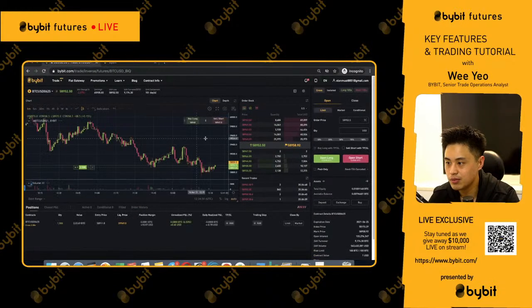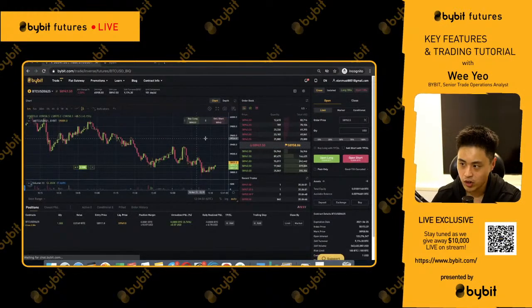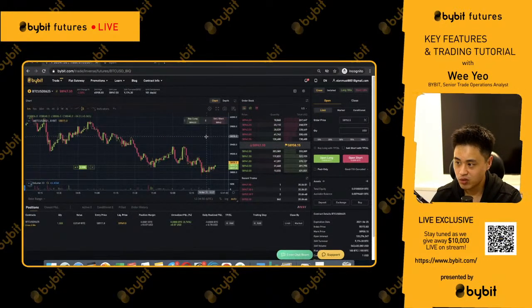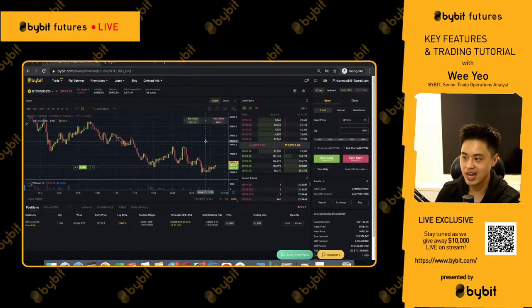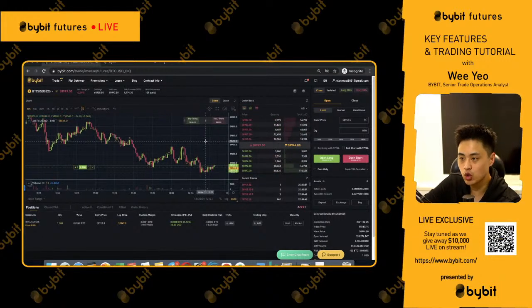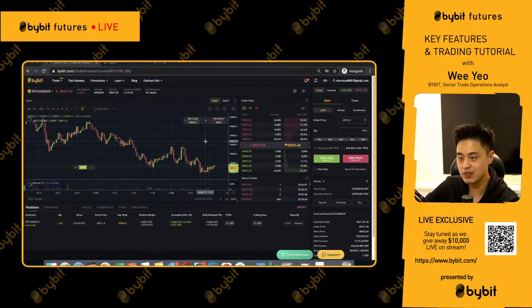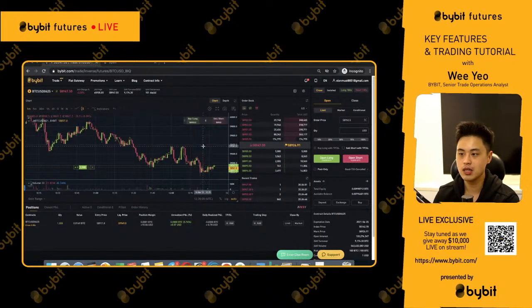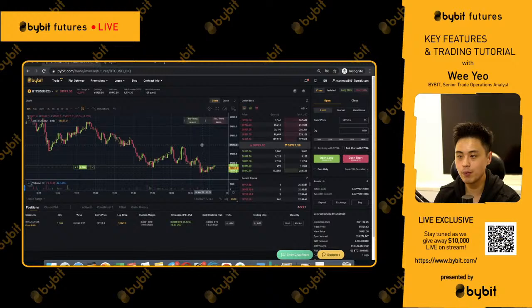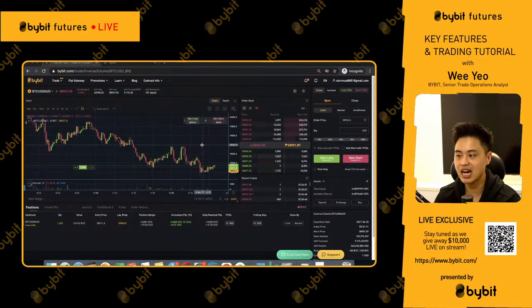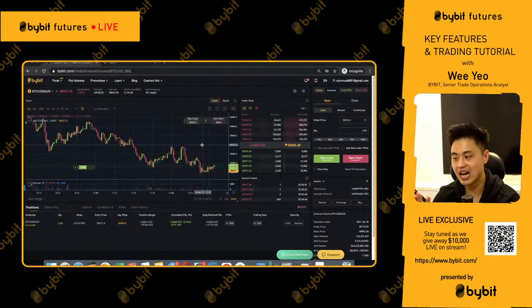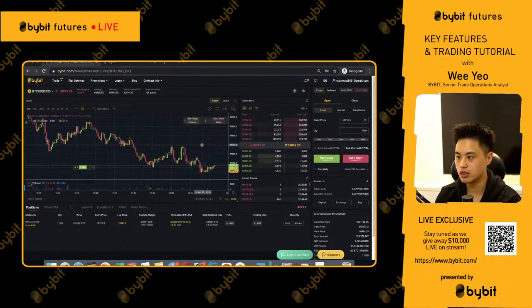Let's see. For Bill, can we have both perpetual and futures? Yes, you can have both at the same time. But please take note, if you are using cross margin, they will be using the same wallet balance. So you might want to be aware of the changes in liquidation price. But if you are using isolated, that isolated position is fine.